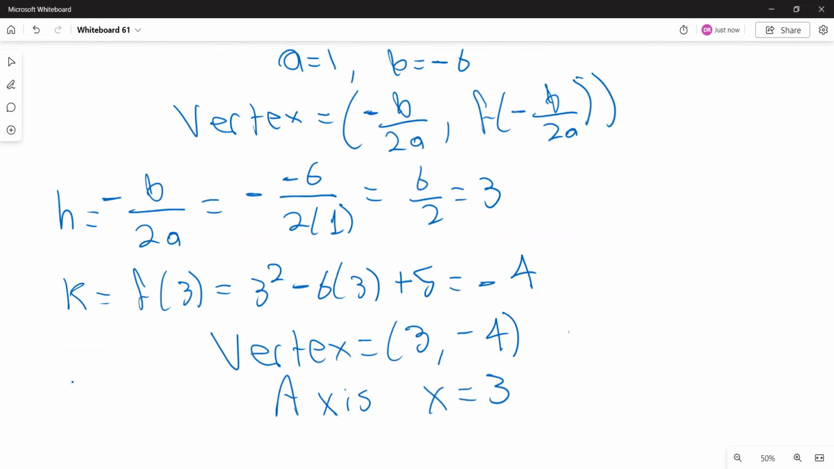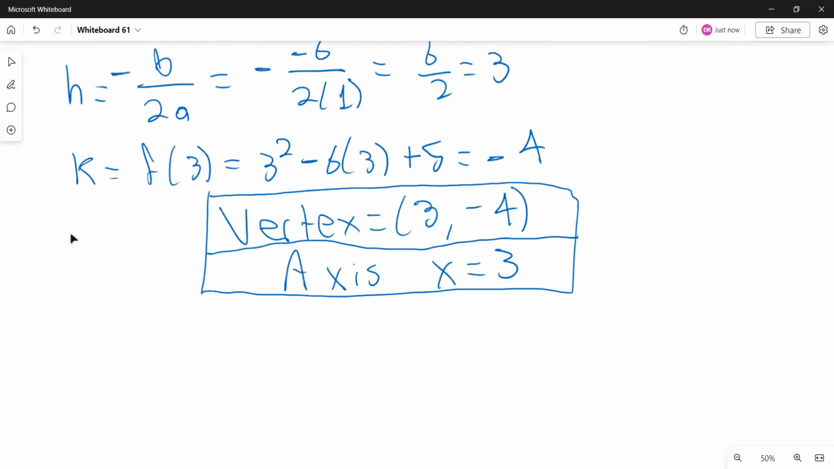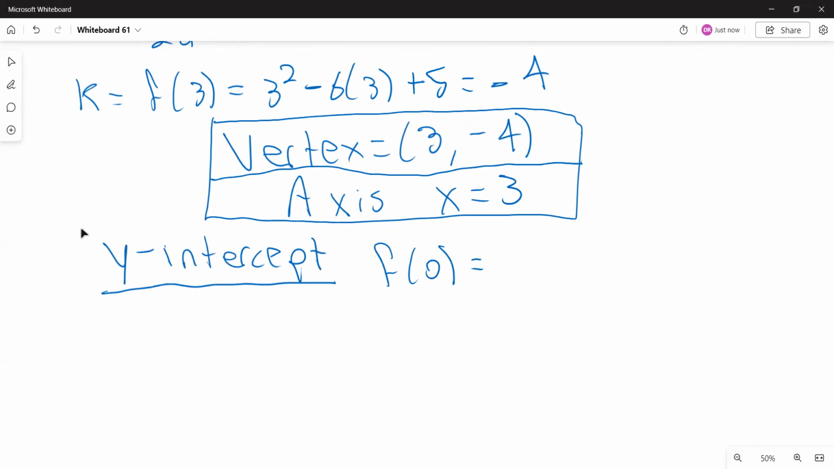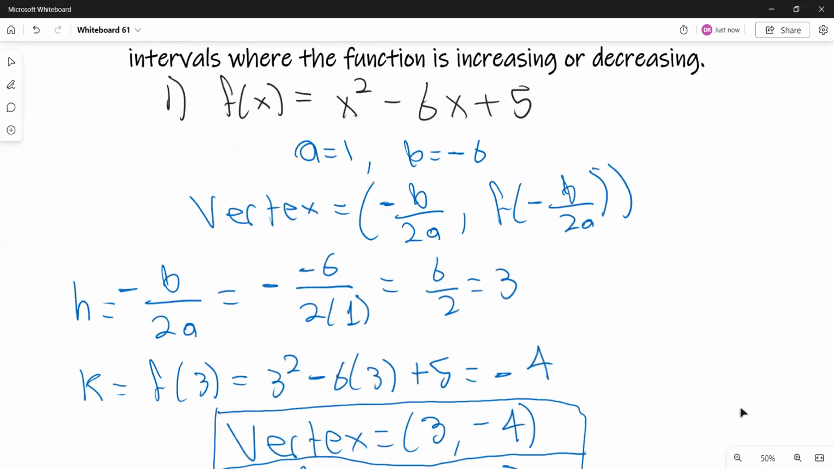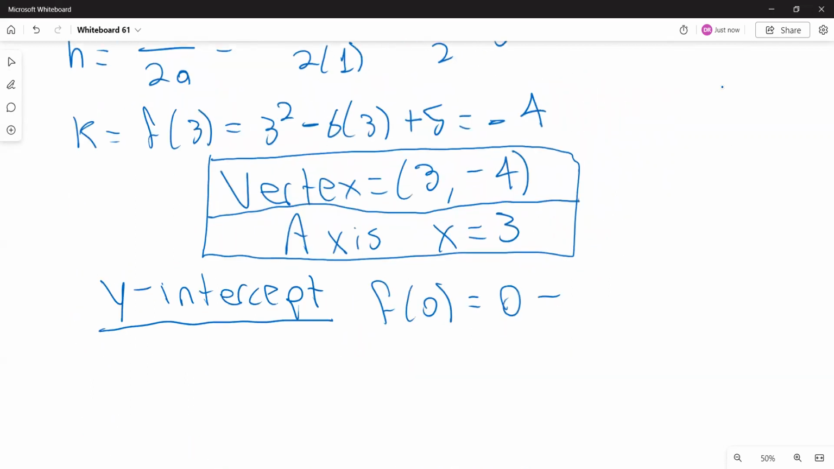Okay, we can next find the intercepts. So we have the vertex and we have the axis. Let's find the y-intercept. That's the easiest one. All we need to do is evaluate the function at 0. That's 0 squared minus 6 times 0 plus 5. So the y-intercept is (0, 5).